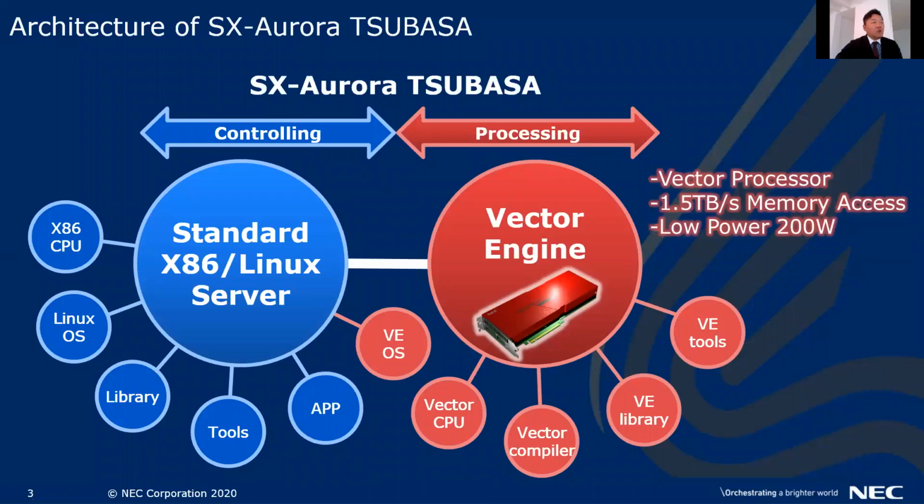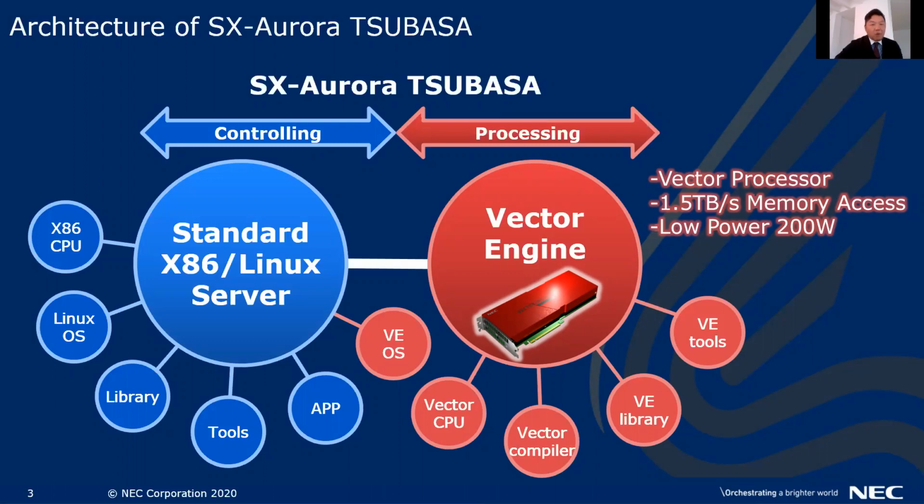Here, I'd like to show you the architecture of SX Aurora Tsubasa. This figure shows the basic architecture of SX Aurora Tsubasa. The left side is the controlling part and the right side is the processing part. The controlling part is a very standard x86 server: x86 CPU, Linux OS, and the user can utilize libraries, tools, applications, etc.